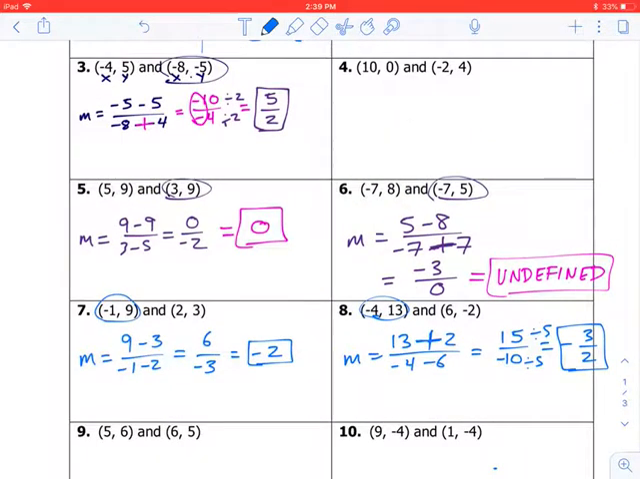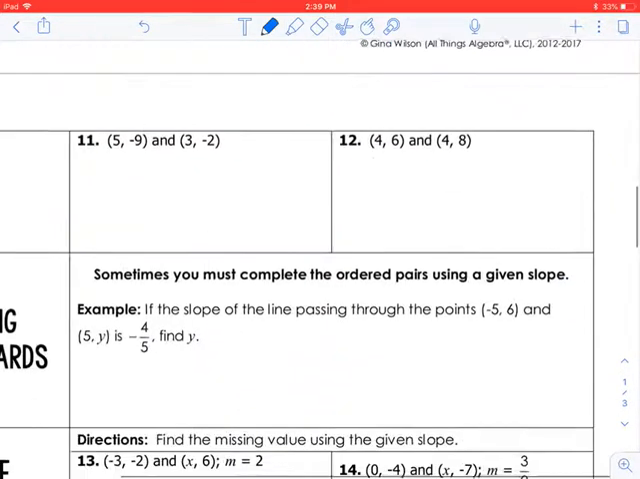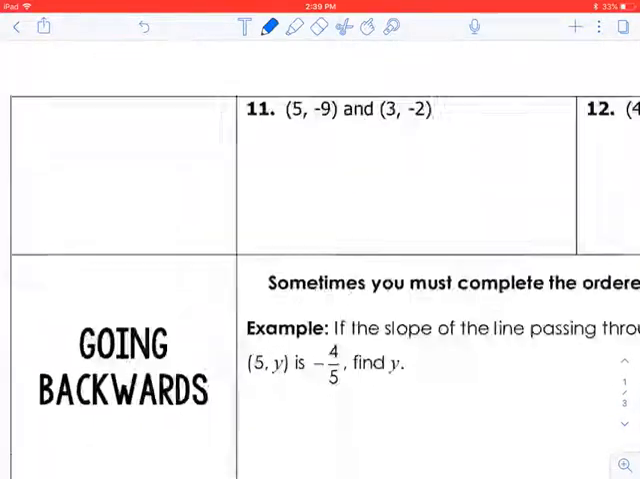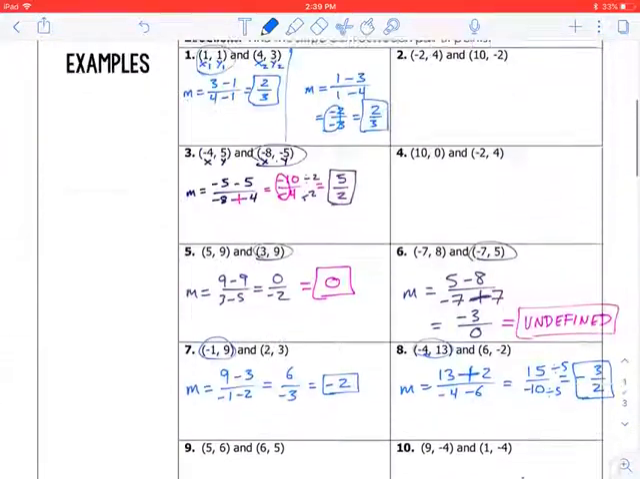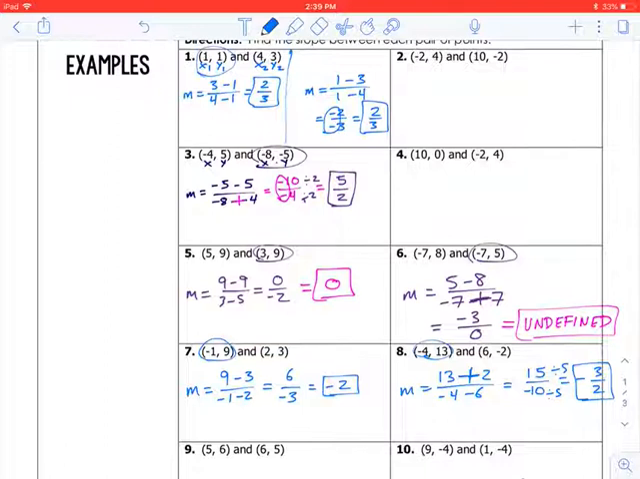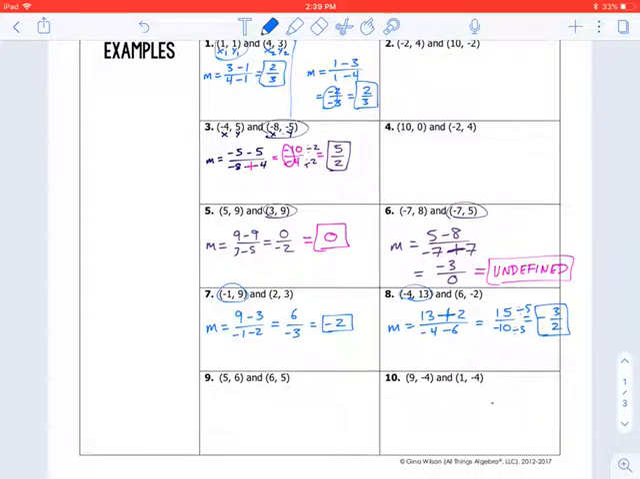So tomorrow we'll be getting into doing all that backwards, going backwards. So that's for Wednesday and Thursday.